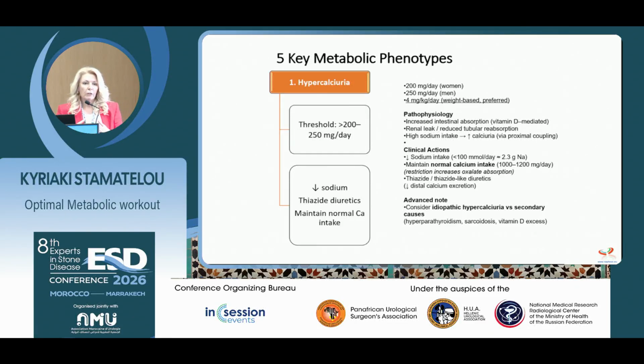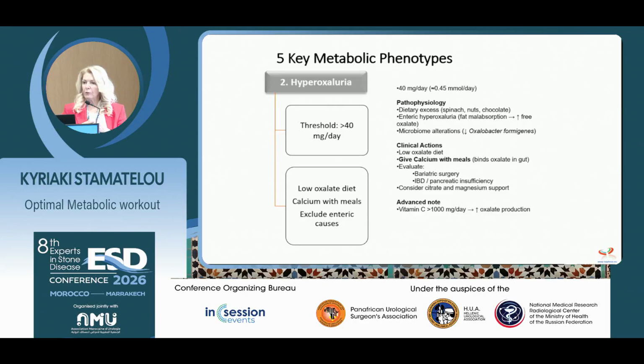Well, when we're talking about hypercalciuria, it's always important to distinguish between idiopathic hypercalciuria and secondary causes, such as medication or supplements that may be causing hypercalciuria.